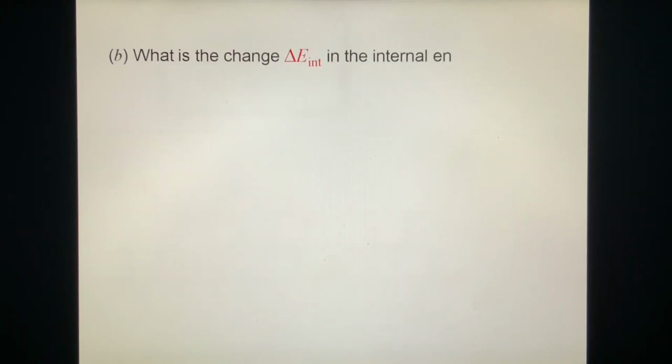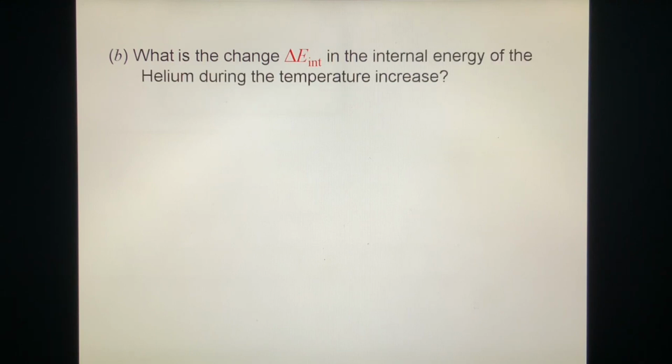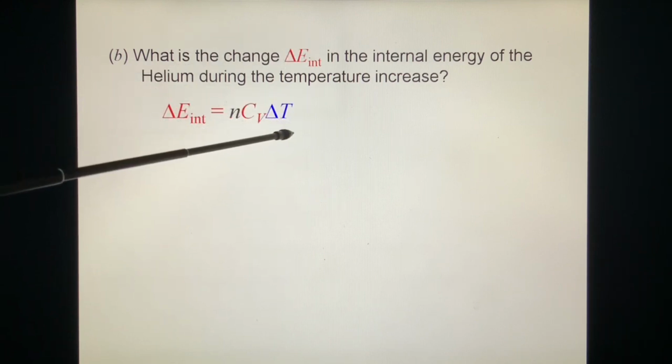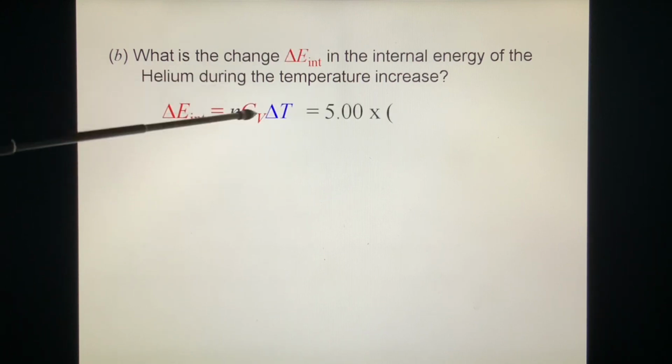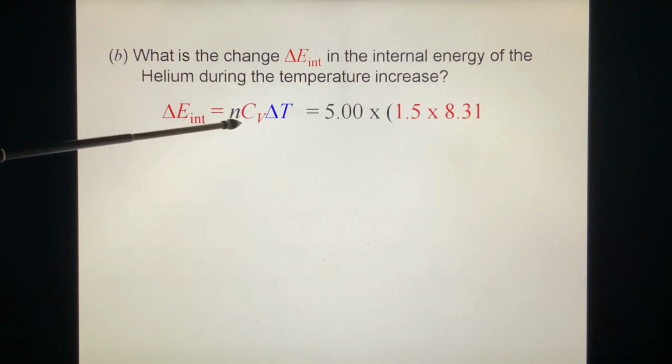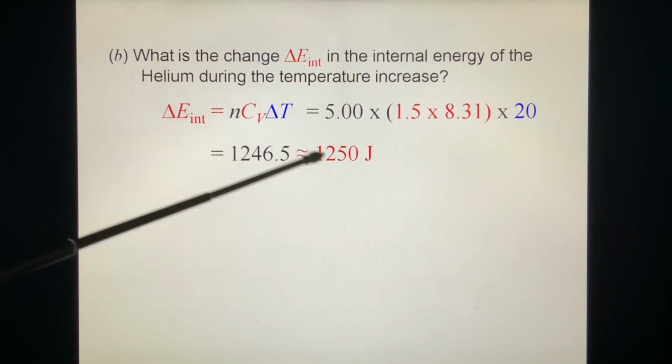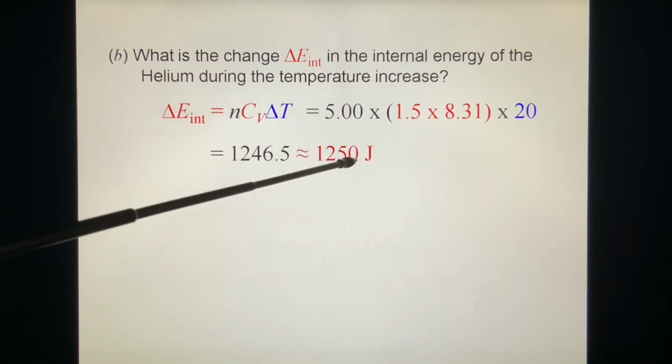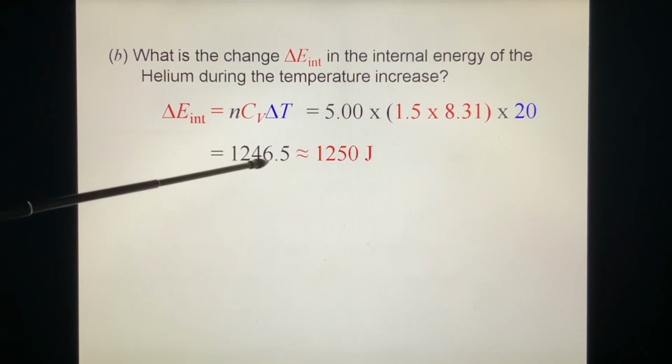Question B: what is the change delta E internal in the internal energy of the helium during the temperature increase? By formula, delta E is always n Cv delta T. Cv is 3 over 2 R, n is 5.00, delta T is 20. Putting these in and taking three significant figures, we get delta E.